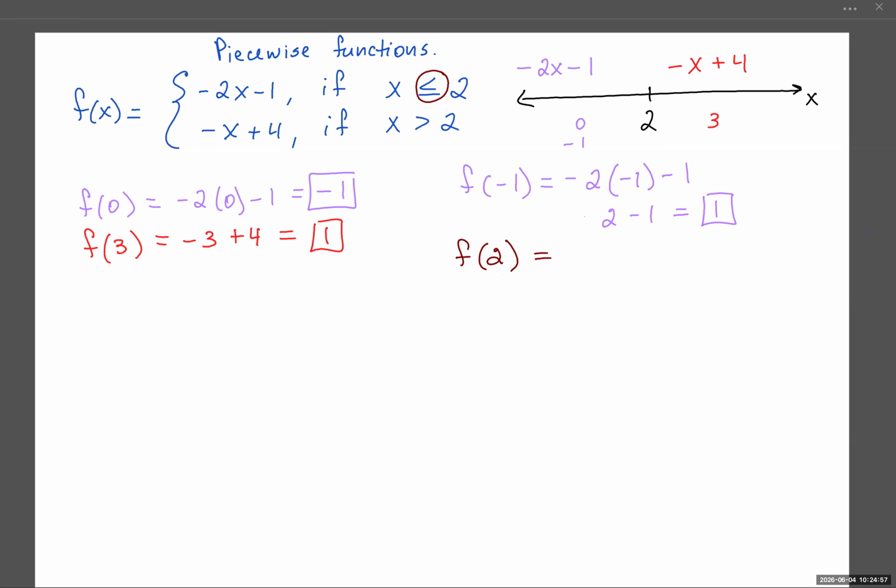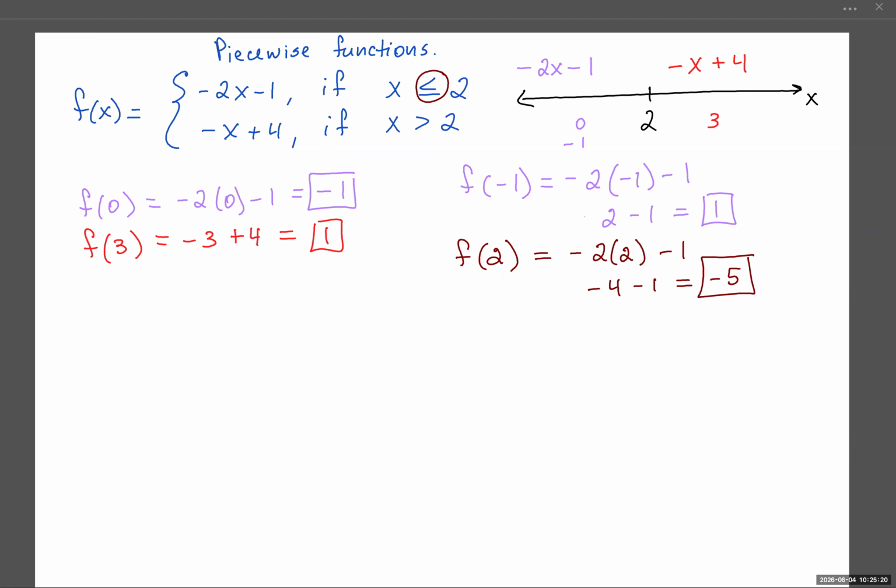But the first function does have an equal sign next to the 2. So that means that x can equal 2 in that function. So that's the function we're going to use for the breakpoint. So negative 2 times 2 minus 1. Negative 2 times 2 is negative 4 minus 1 is negative 5.